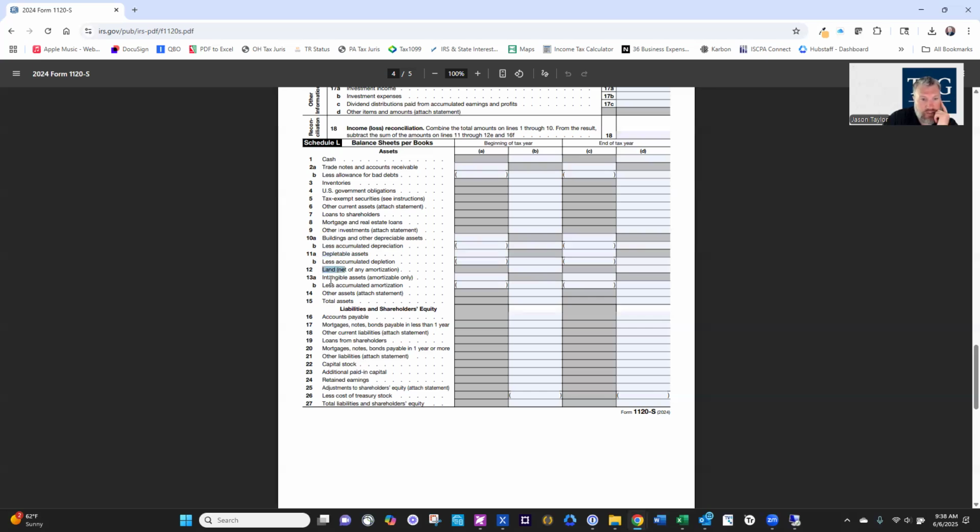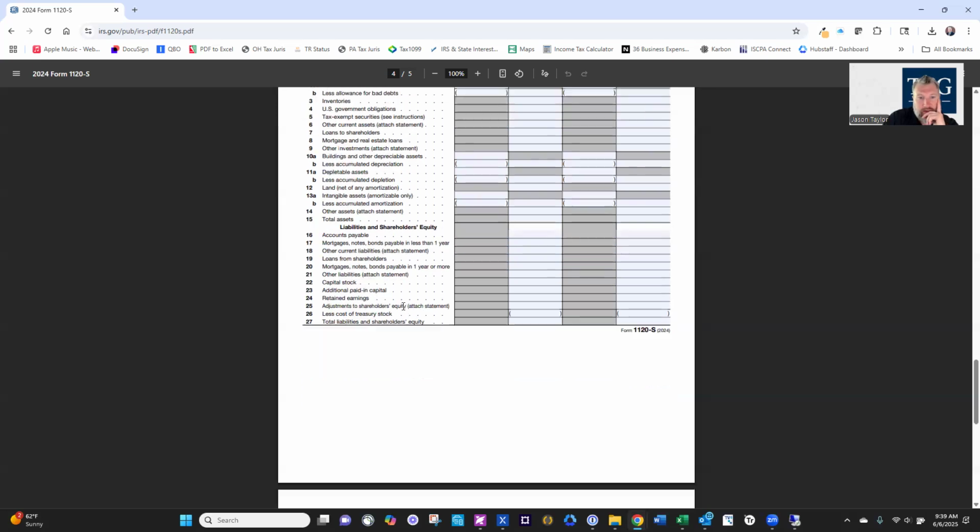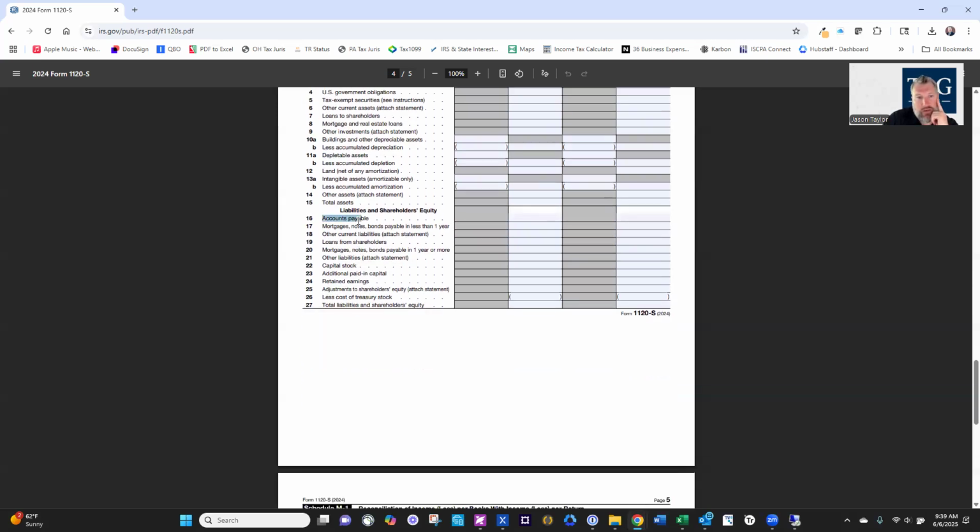Land isn't depreciable, so it just has its own line. Intangible assets like goodwill, patents, stuff like that. Amortization, which is just depreciation on intangibles, and then other assets is just again a catch-all. Liabilities, you have your accounts payable, which again should be zero for cash basis taxpayers.